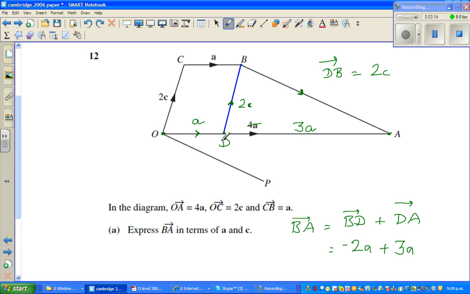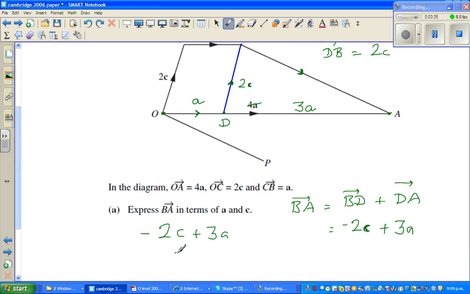BA is BD plus DA. So the answer is minus 2C plus 3A, which, written starting with the positive term, is 3A minus 2C. Okay.